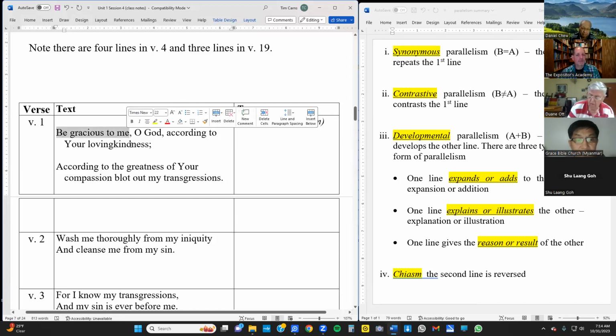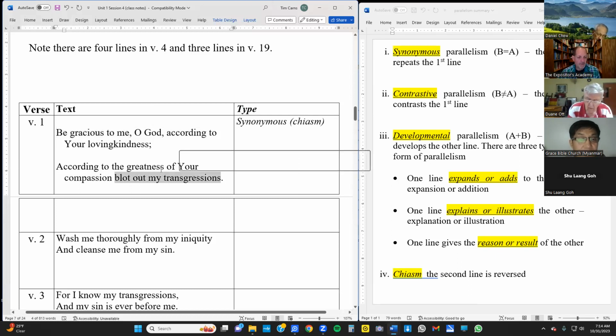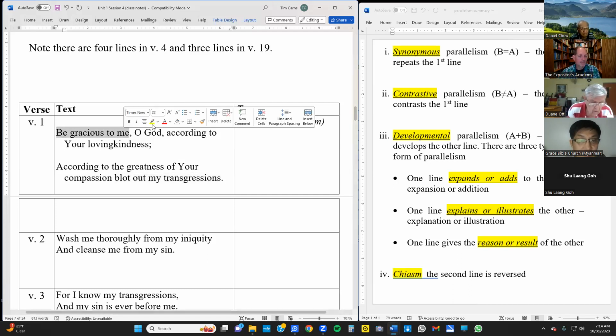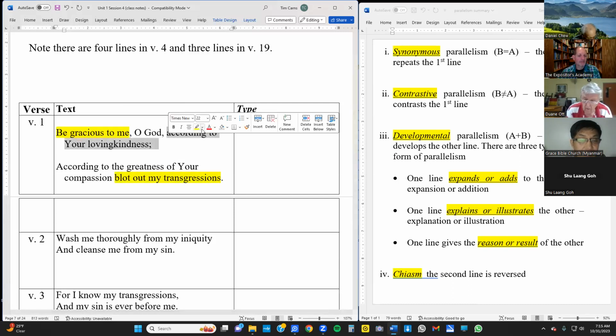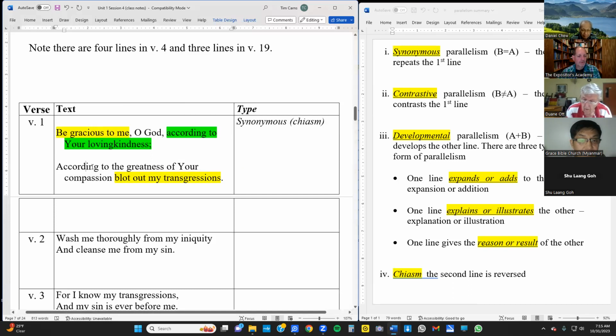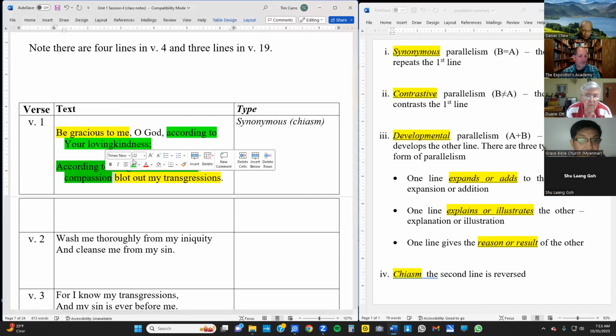Notice, "Be gracious to me." So that's a request that he makes. And then he says, "Blot out my transgressions." So it's both the request. So I would put those in parallel to one another. And then, "according to your loving kindness" is parallel to "according to the greatness of your compassion."